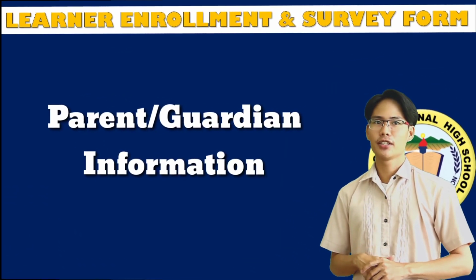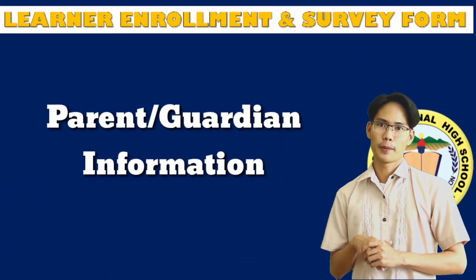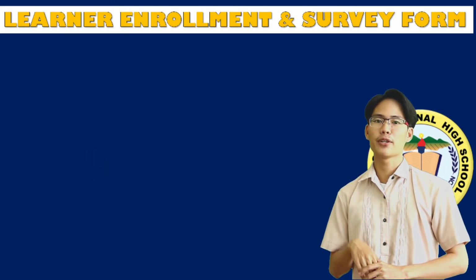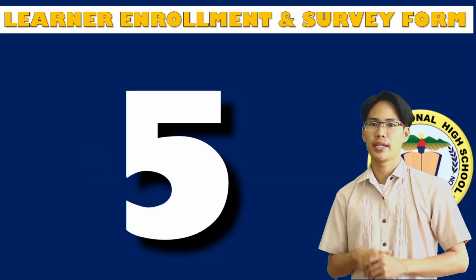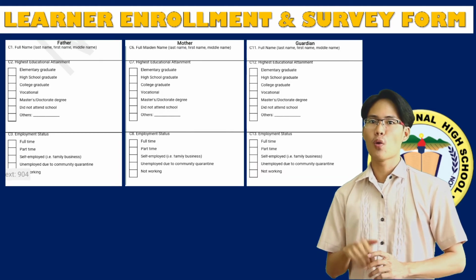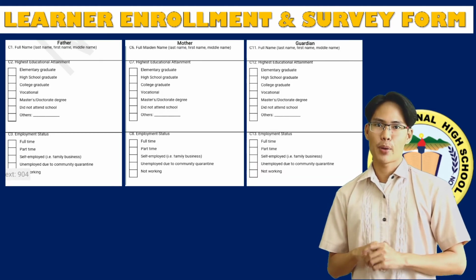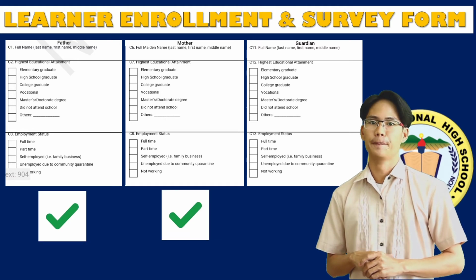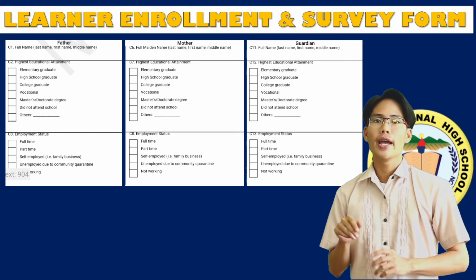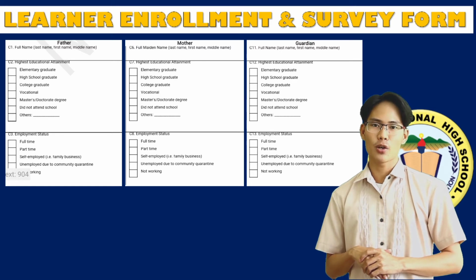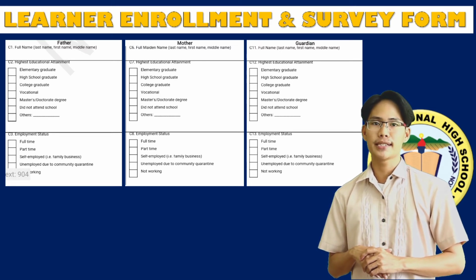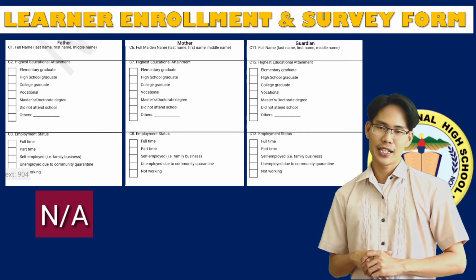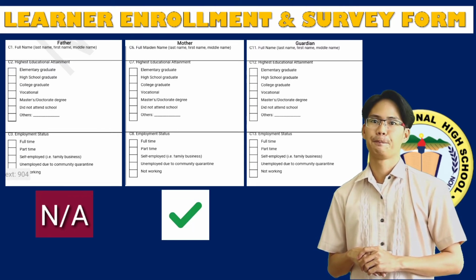Part C of the Learner Enrollment and Survey Form is for Parent or Guardian Information. Sa part na ito, merong 5 situation na pwedeng applicable sa inyo. Situation number 1, if both parents are present in the household, fill out both father and mother column. For situation number 2, if one of the parents already passed away or is unknown, put deceased or NA or not applicable on the name and fill out the other parent's column.